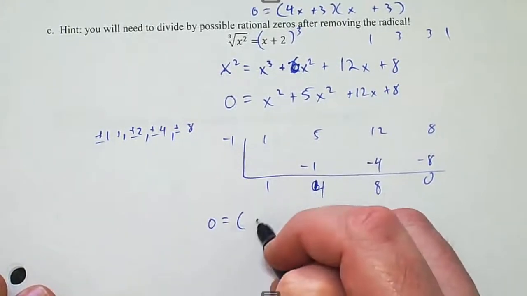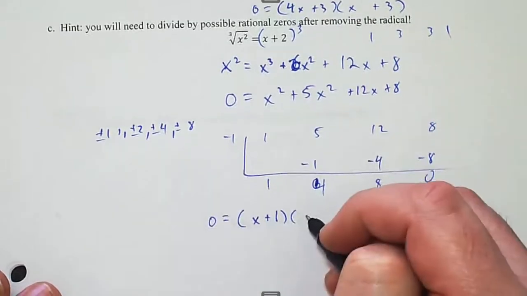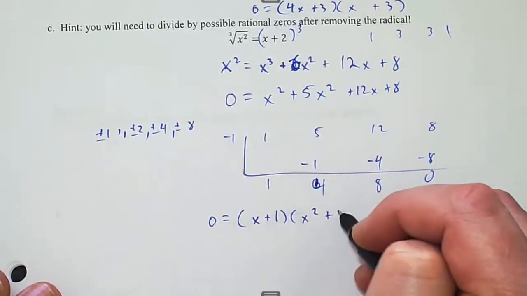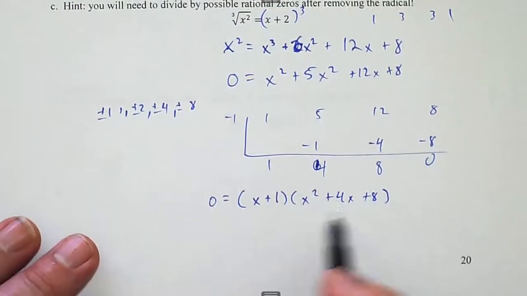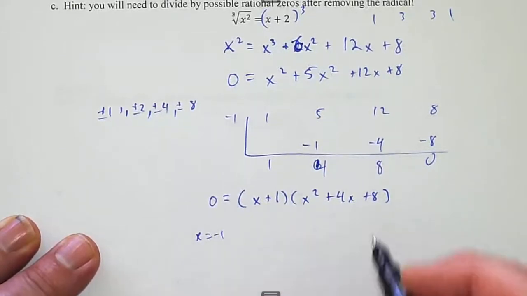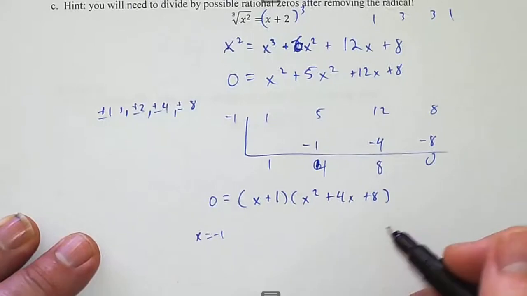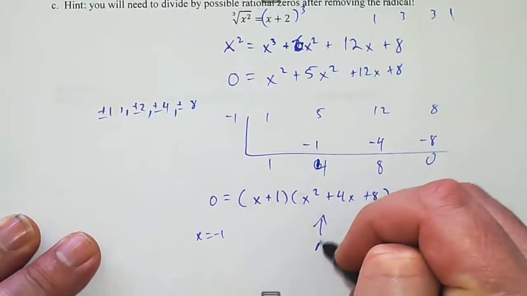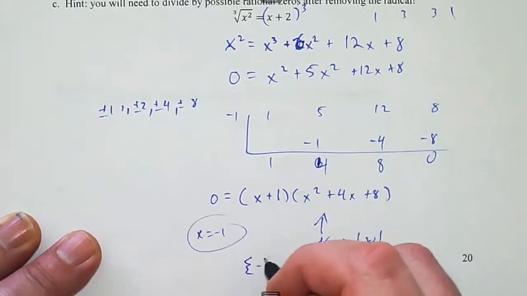So that means that this must factor as x plus 1, because negative 1 was a 0. X squared plus 4x plus 8. And I can use the quadratic formula on that one, but it's going to be no real solutions. So negative 1 is the only answer.